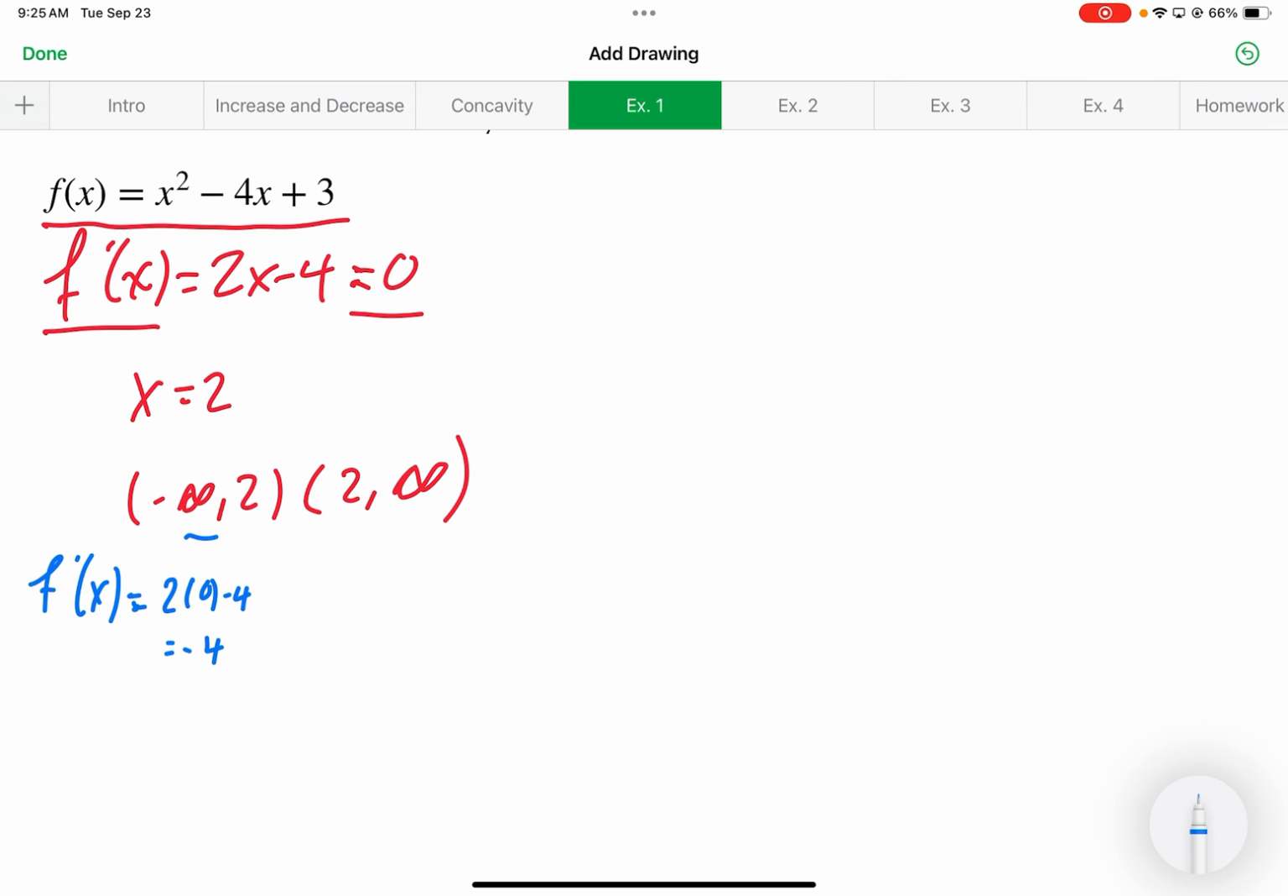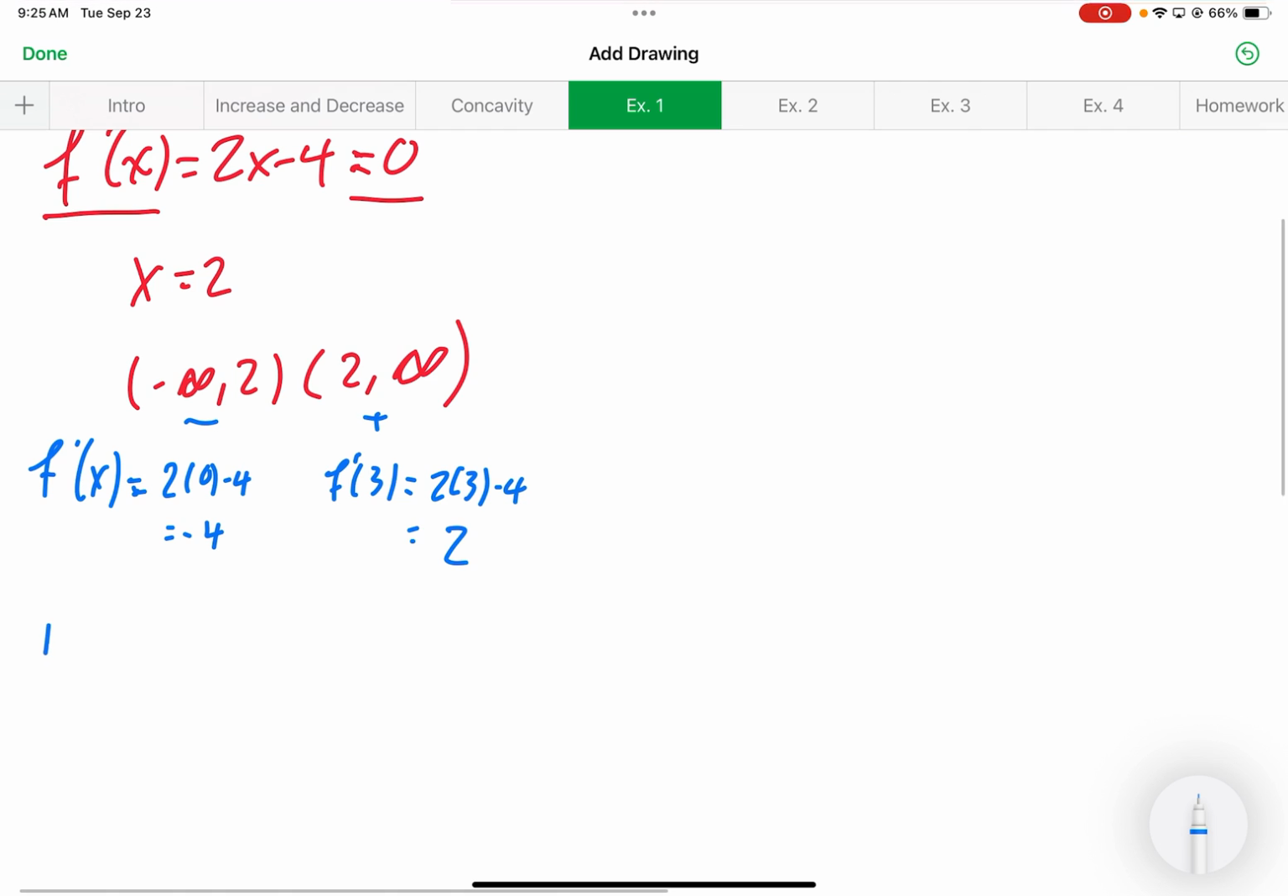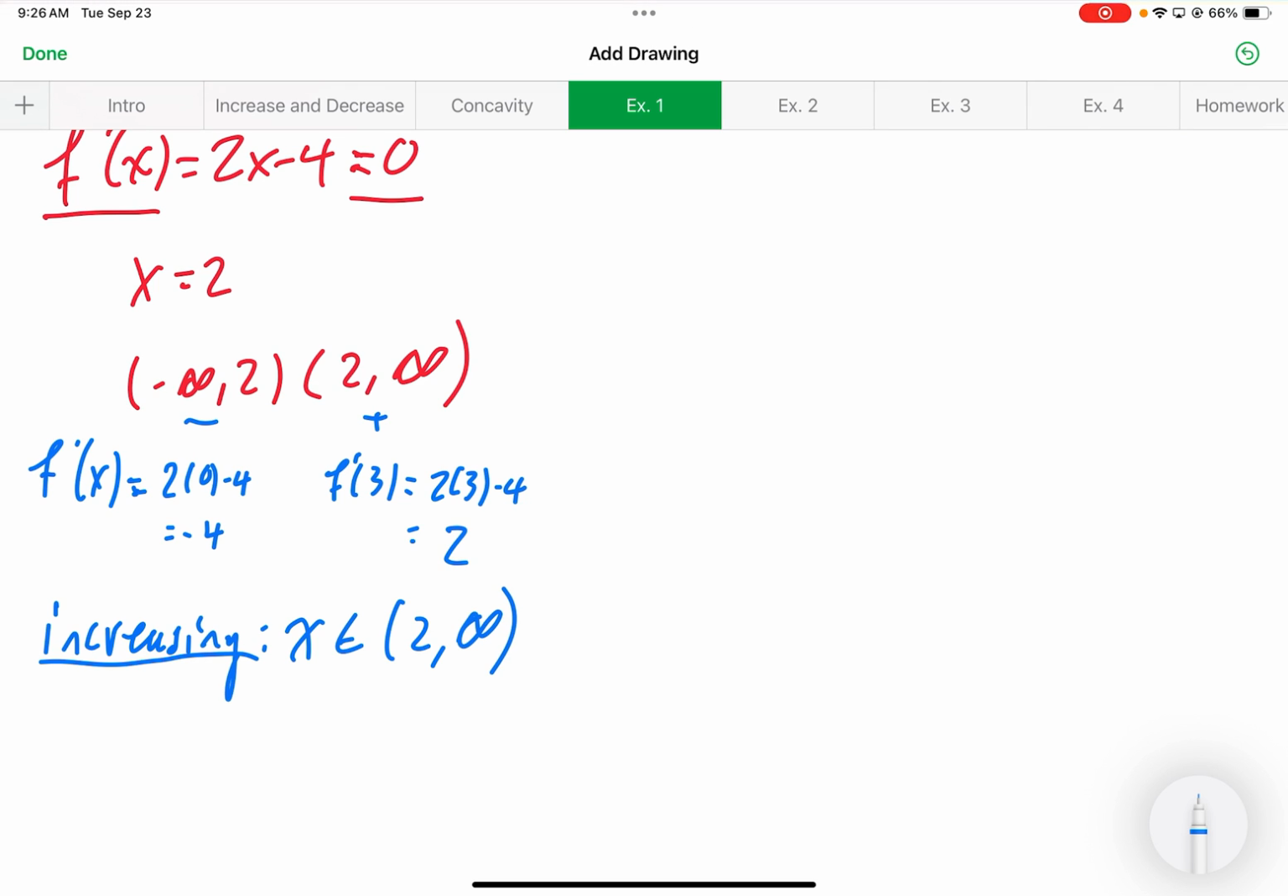Then on the other side of 2, what do you want to plug in? Super. f prime of 3 equals 2 times 3 minus 4. So 6 minus 4 gives me 2, meaning positive values. So if we interpret what that means, we could say that our function is increasing when x is an element of 2 to infinity, and it is decreasing when x is an element of negative infinity to 2.